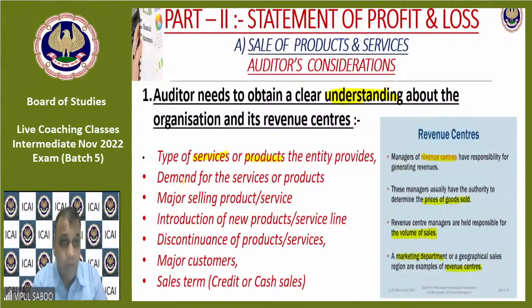And we have to understand the market demand for the services or products. Major selling product or service. So, what is the major selling product in Tea and Cookies Private Limited? Major selling product. Come on, come up with your answers. What is the major selling product with Tea and Cookies Private Limited? As an auditor, I have to understand about the organization and its revenue centers.